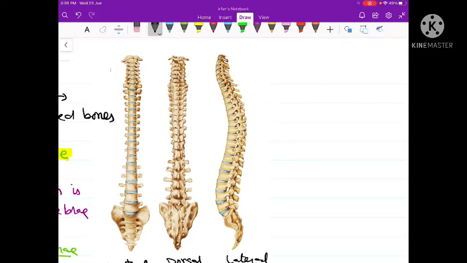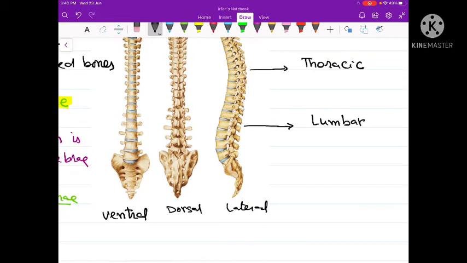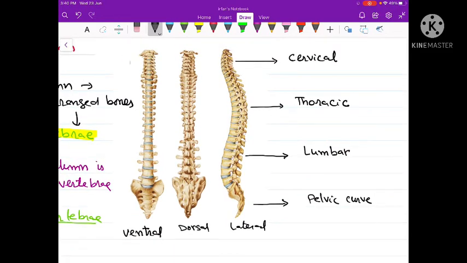These curves are: number 1, the first curve is present in the neck region. This curve is called the cervical curve. Another curve is found in the thoracic region, and this is called the thoracic curve. The third curve or bend is found near the lumbar region. That curve is called the lumbar curve. And the final curve is found in the sacral region, and this curve is called the pelvic curve. So our vertebral column has 4 types of curves: cervical, thoracic, lumbar and pelvic.